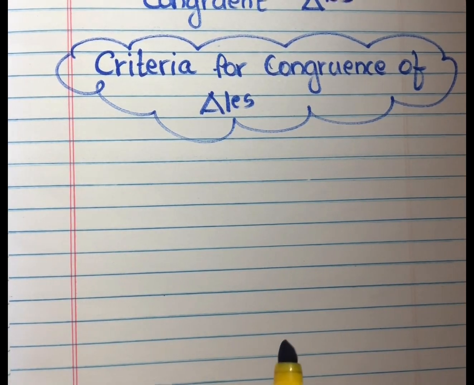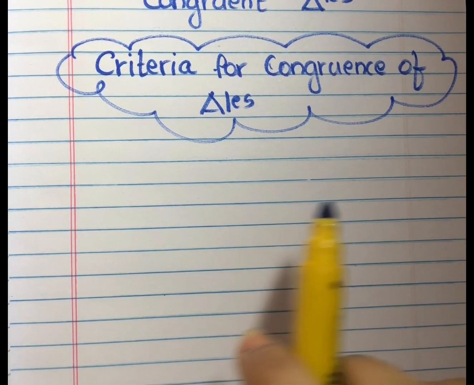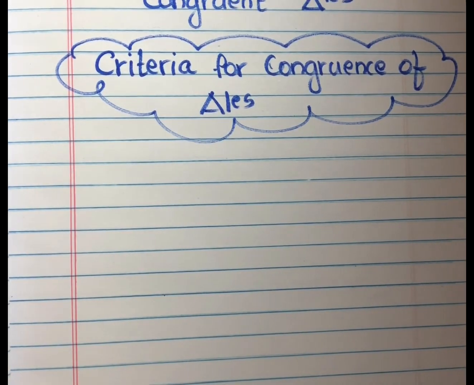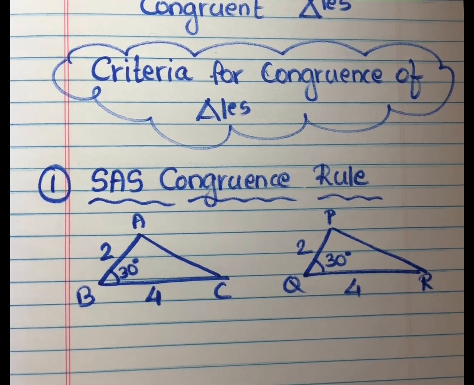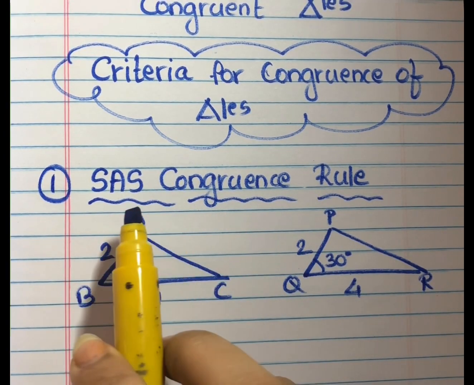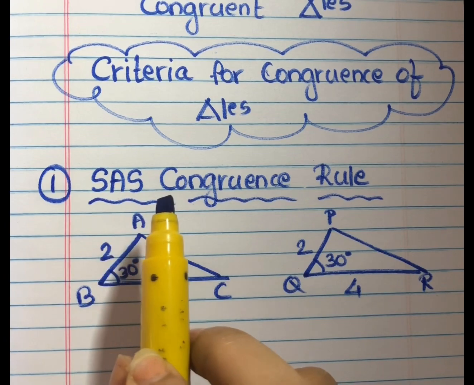Next we will study what are the criteria for the congruence of triangles. What is a congruent triangle? Two triangles which are exactly overlapping on each other, that is same sides, same angles, are congruent triangles. So what are the criteria? There are three criteria for congruence of triangles. The first one is the SAS congruence rule. So what is SAS? SAS is nothing but side, angle and side.